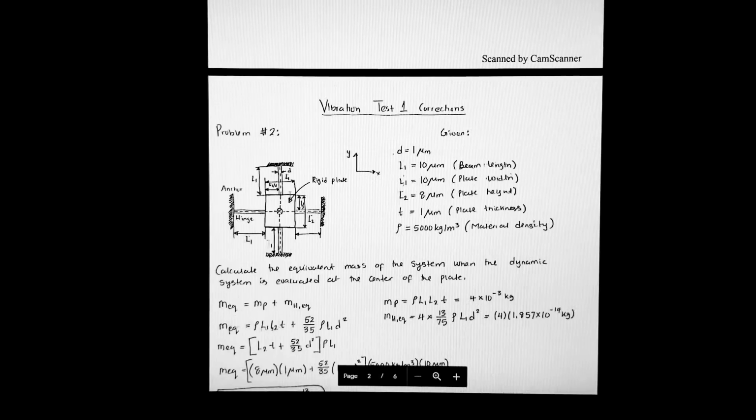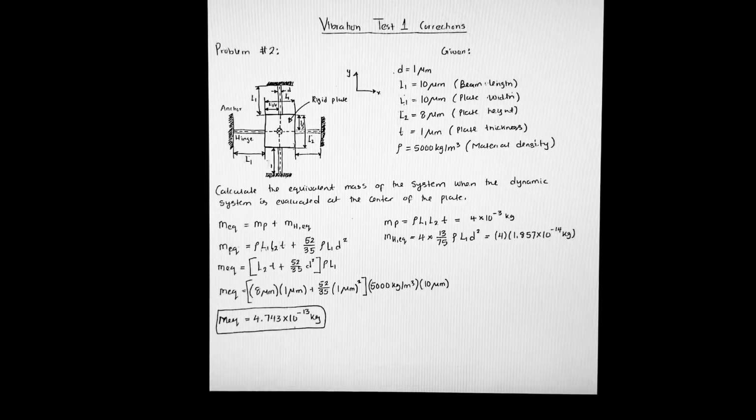And then moving on to test 2. So test 1, problem 2. We're given a figure and we're given all the dimensions: the diameter of the plate, the length of the beam acting on the plate, and then the width of the plate and the height of the plate. We have the thickness. We have the density of the material.